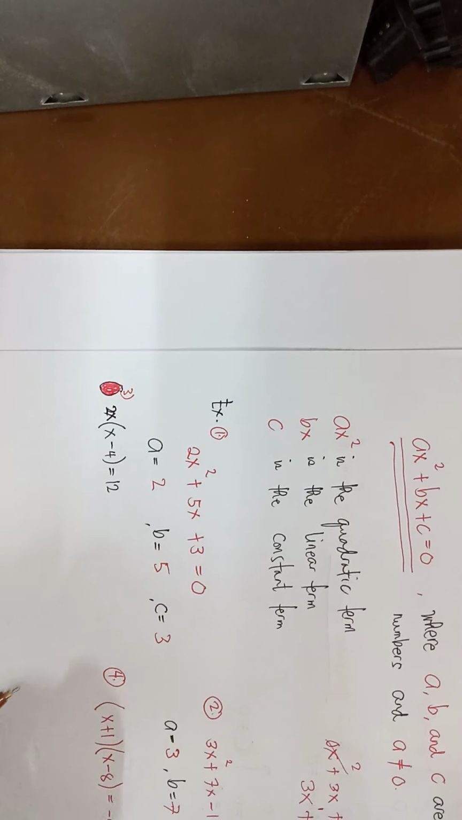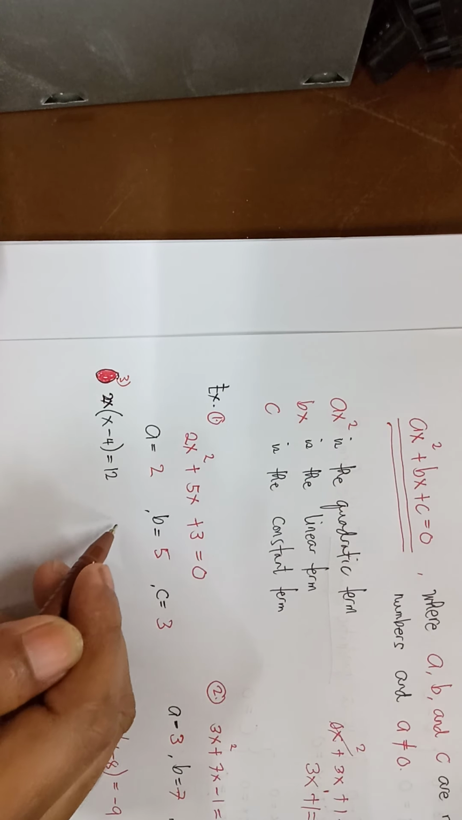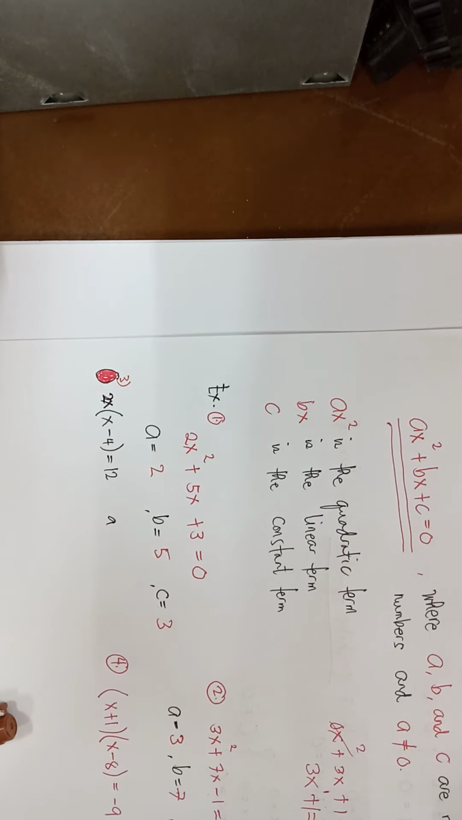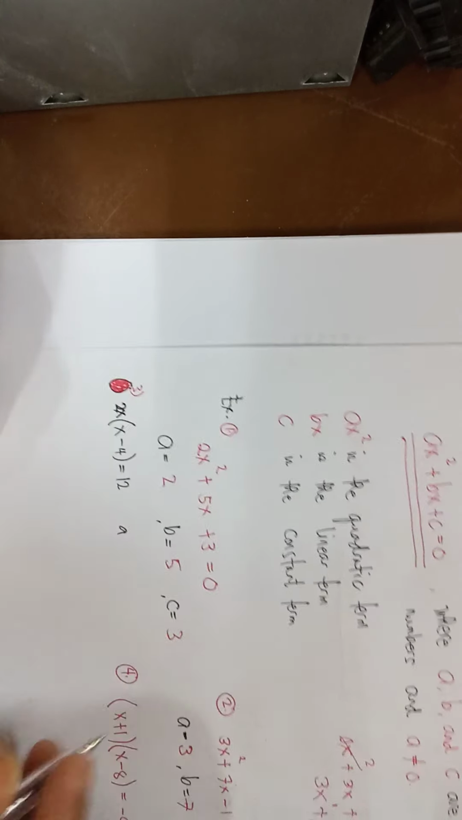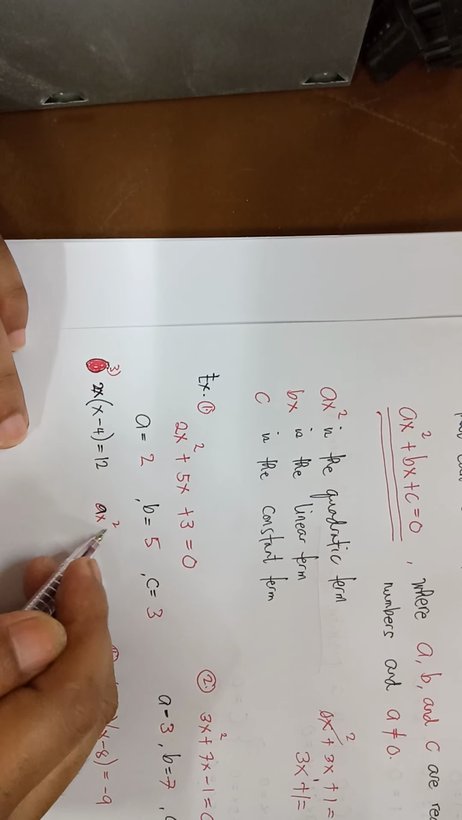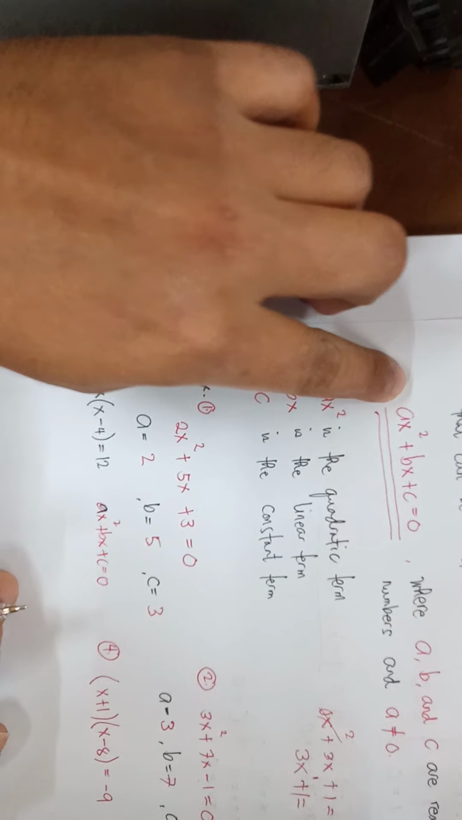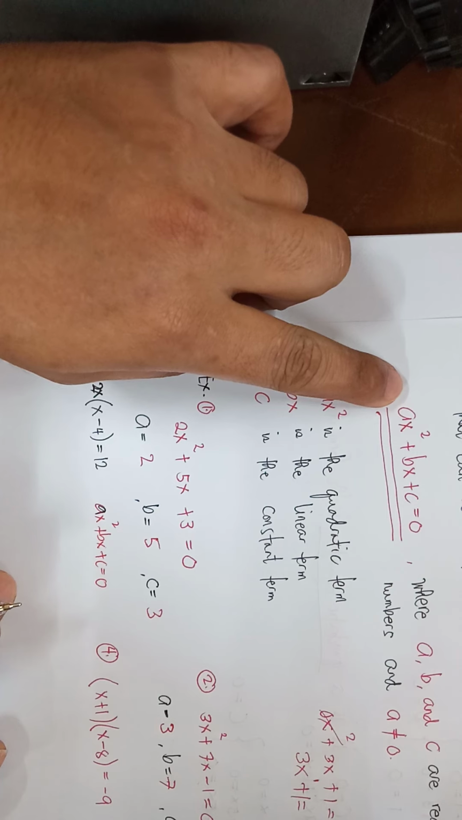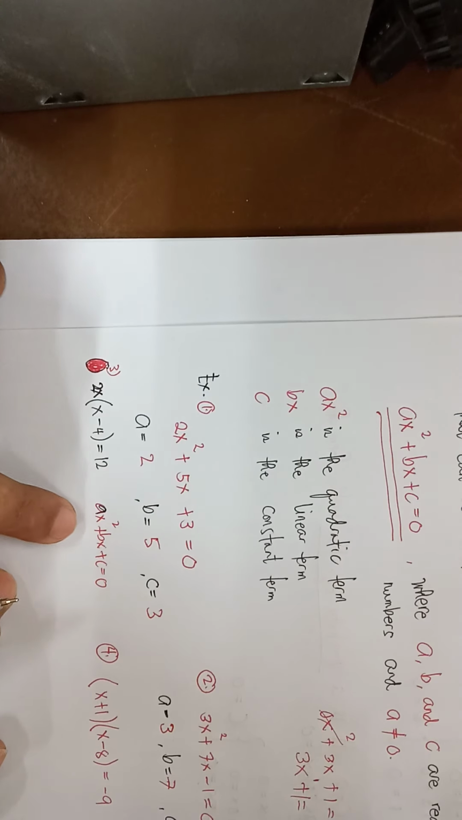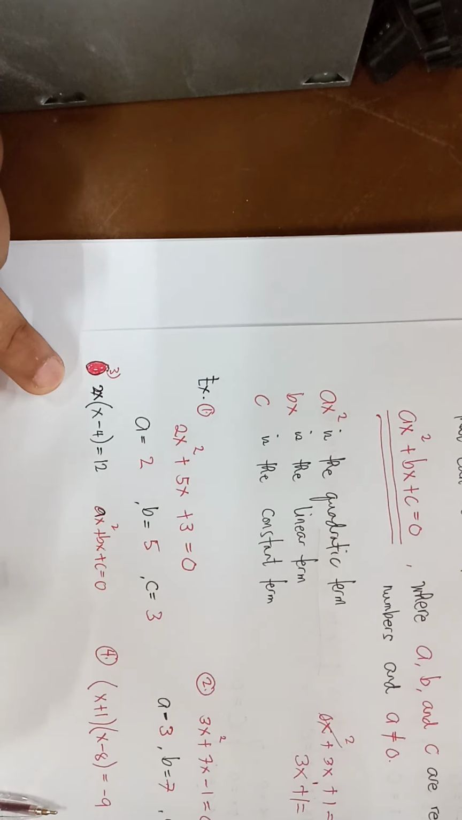So we have to put in mind that the standard form of a quadratic equation, as what I said earlier, is ax squared plus bx plus c, that is equal to 0. It's the same as in the upper part of the scratch. So how are we going to make this in standard form? Our example number 3.